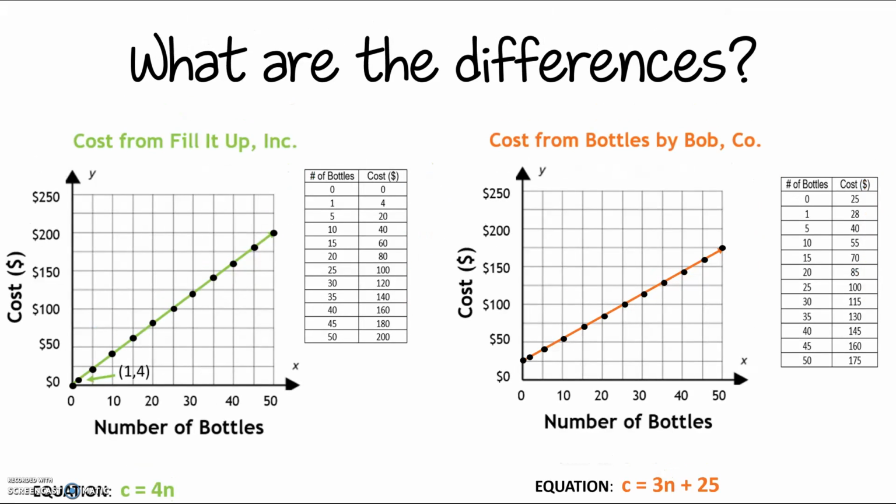Now let's look at what the differences are. The table on the right, the data for Bottles by Bob, starts with $25. That causes the graph to start at $25 on the y-axis. Therefore, the equation needs a second number in order to calculate the total cost. We must show the starting amount here as plus 25.